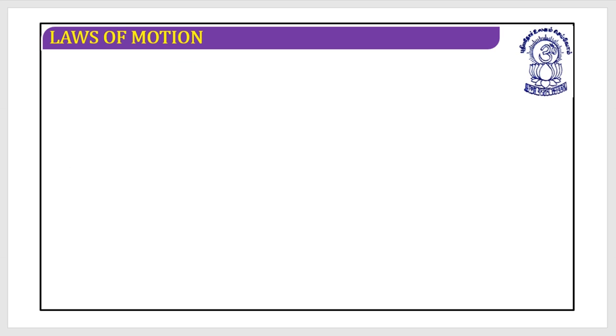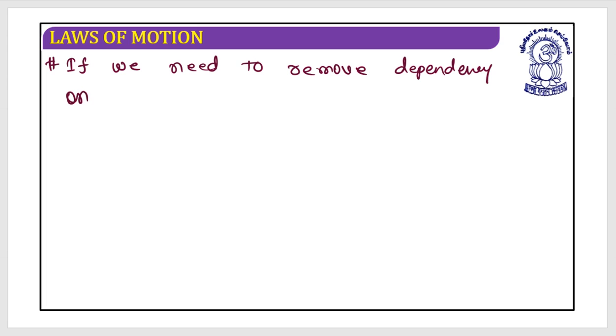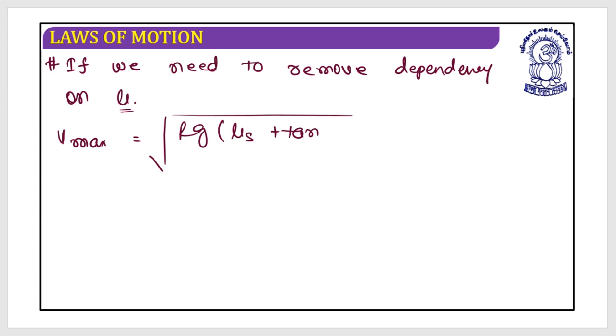One more thing. If we need to remove dependency on mu, what was Vmax? The Vmax was root of Rg into bracket mu s plus tan theta upon 1 minus mu s into tan theta.